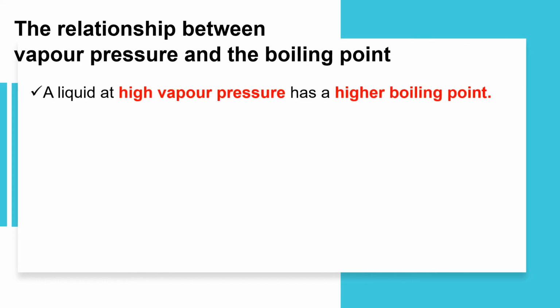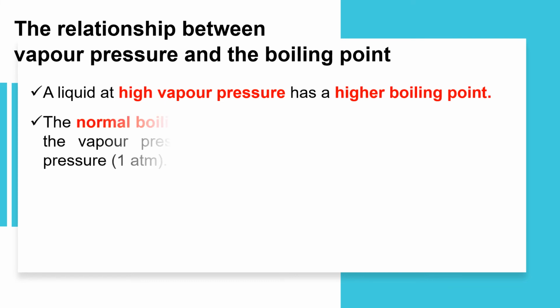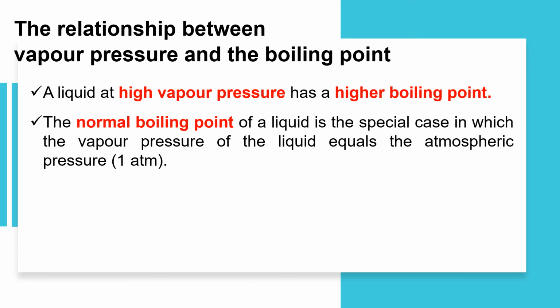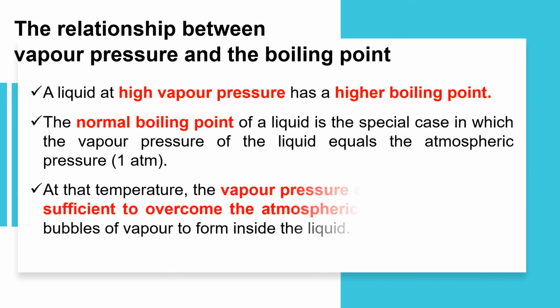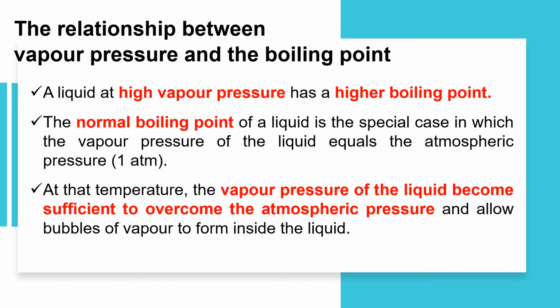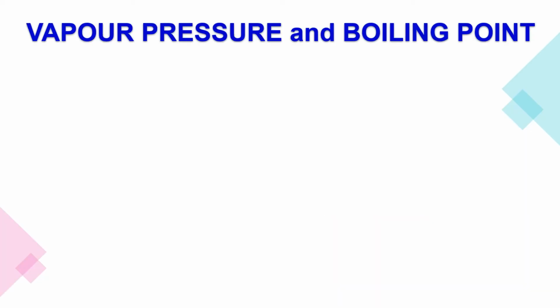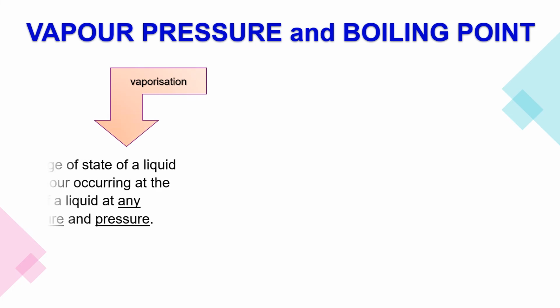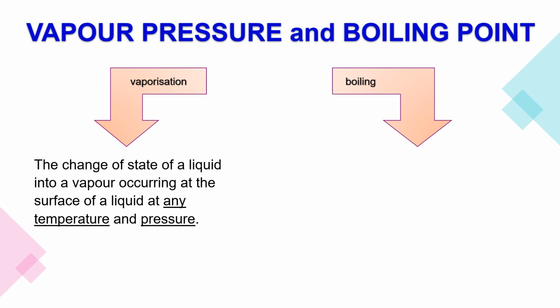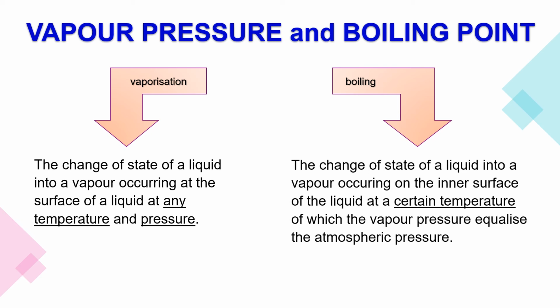A liquid with low vapor pressure has a higher boiling point. The normal boiling point of a liquid is the special case in which the vapor pressure of the liquid equals the atmospheric pressure. At this temperature, the vapor pressure of the liquid becomes sufficient to overcome the atmospheric pressure and allow bubbles of vapor to form inside the liquid. This is how we differentiate between vaporization and the boiling process. Vaporization is the change of state of a liquid into a vapor occurring at the surface of a liquid at any temperature and pressure. While the boiling process is the change of state of a liquid into a vapor occurring within the liquid at a certain temperature at which the vapor pressure equals the atmospheric pressure. The temperature is called the boiling point.